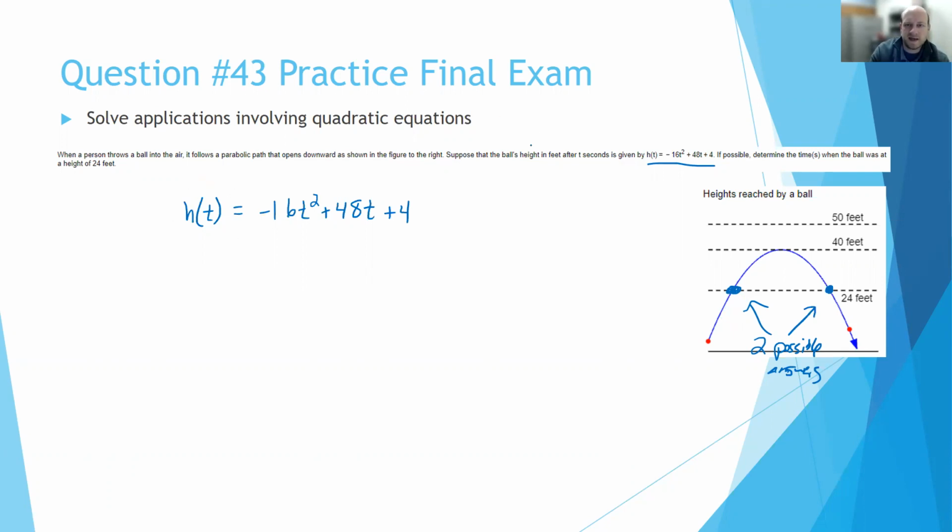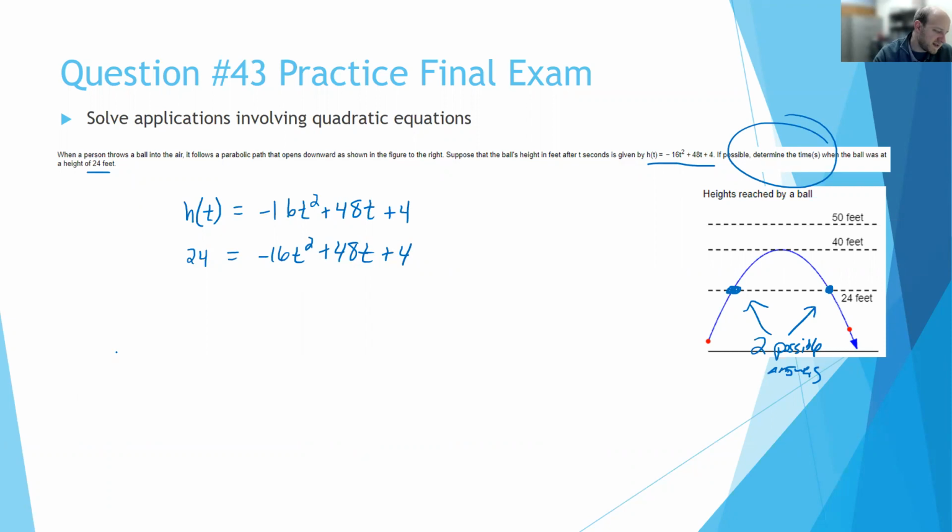What does that mean? That means the height after t seconds. Well, they gave you the height. Okay, they gave you 24 feet. So what you do here is you plug 24 in for h of t. And then you solve for t, because that's going to give you the times, determine the times when the ball was at a height of 24 feet.